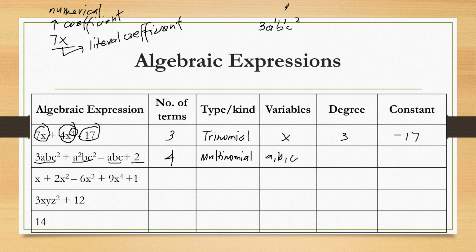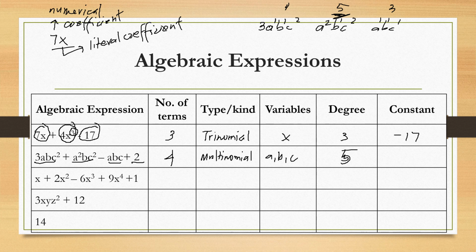Then, we have also a squared, b, c squared. So, pag walang nakalagay na exponent, may 1. So, 2 plus 1 plus 2 is 5. And then, we also have a, b, and c. So, may mga exponent yan na 1. Ang sagot niya, pag pinag-add natin lahat yan, is 3. So, ang pinakamataas na sum ay 5. That's why this is the degree.